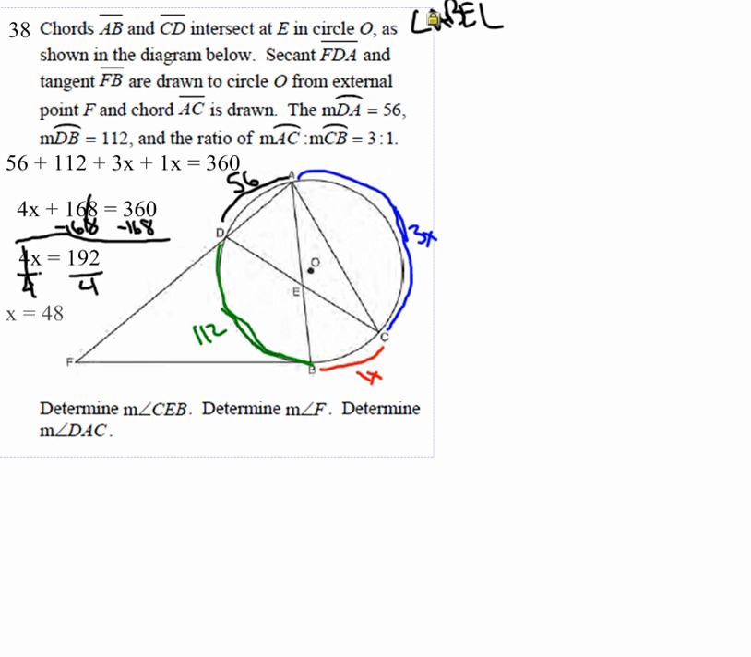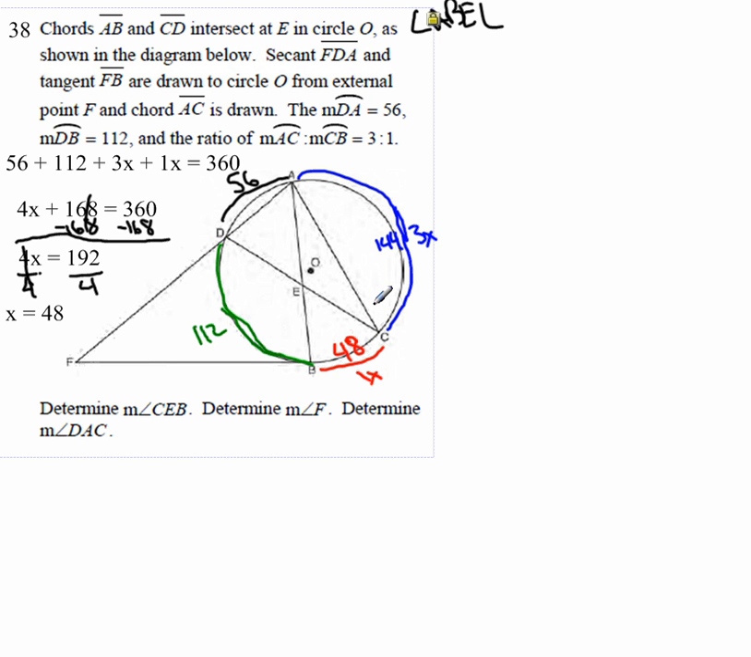Right? So now if x is 48, what must be the measure of arc BC? Well, that's going to be simple. That's going to be 48, right? Because 1 times 48 is 48. What's going to be the measurement of arc AC? Well, that's going to be 3 times 48, and 3 times 48 is going to give you 144. So this is 144 degrees. And that's a 3:1 ratio, right? Because 144 is 3 times 48.